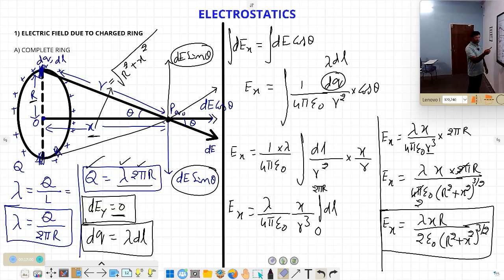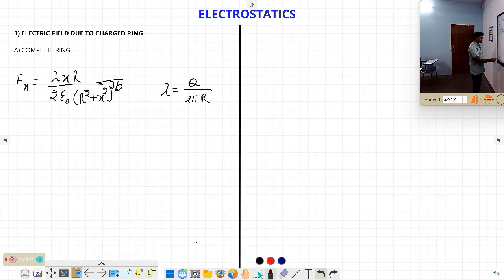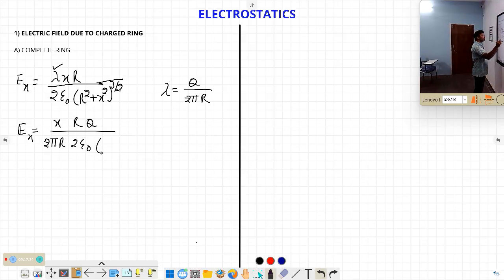Q by 2 pi r, you can replace it; again, you can modify the equation. Now if you apply the concept of lambda, what is lambda? Charge per unit length, that is nothing but q by 2 pi r. So I can replace here, Ex equal to, that is nothing but x r by, that we already have, q by 2 pi r, I can write here 2 pi r into 2 epsilon naught into r square plus x square whole power 3 by 2.